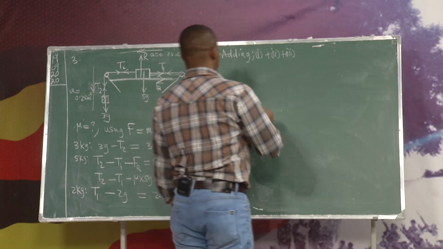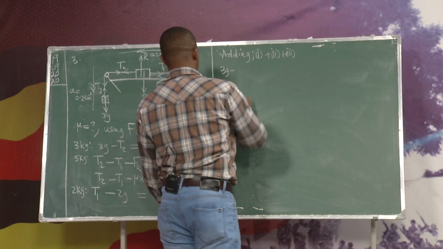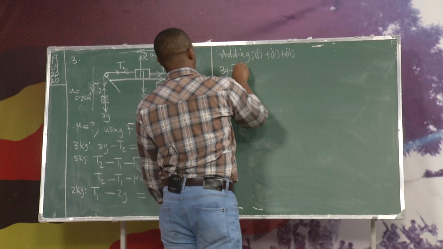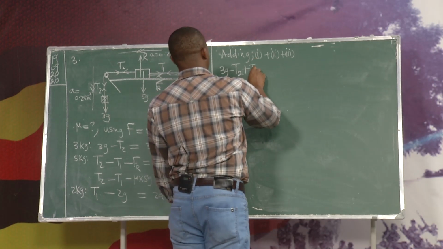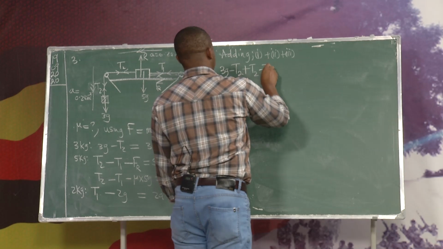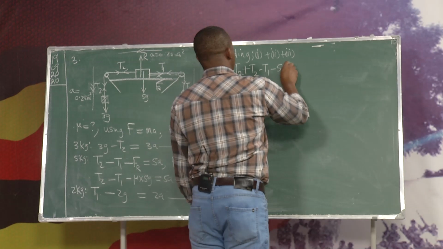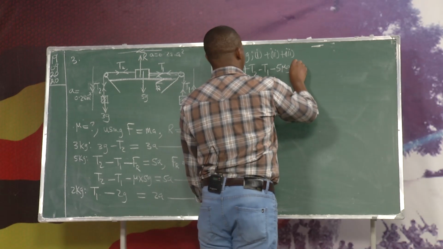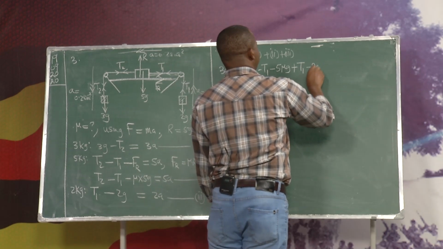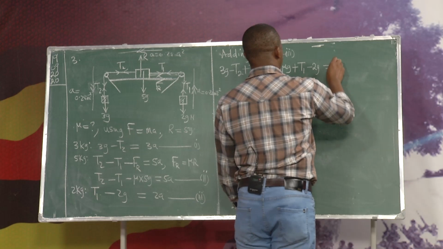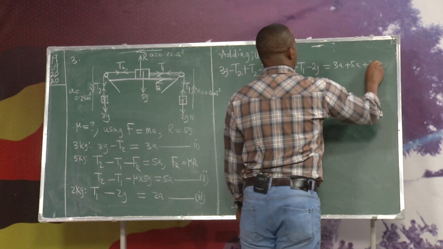But since we have the acceleration, we shall add, and I will not skip any step. So 3g minus T2, I am adding all the left-hand sides at a go, plus T2 minus T1 minus, I'll write this as 5 mu g, plus T1 minus 2g will now be equal to 3a plus 5a plus 2a.